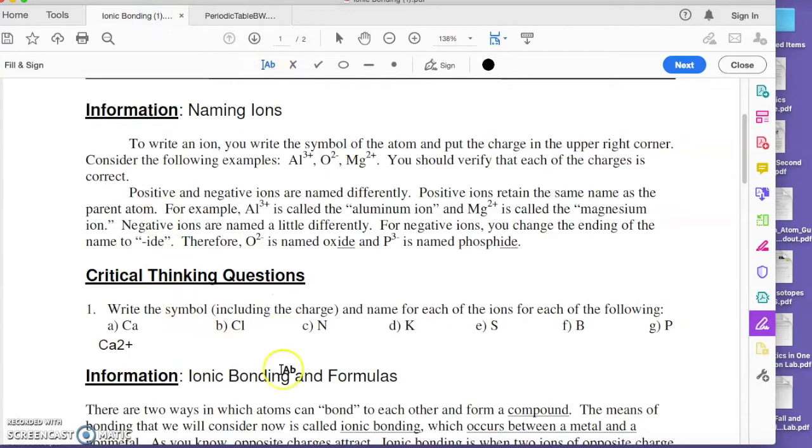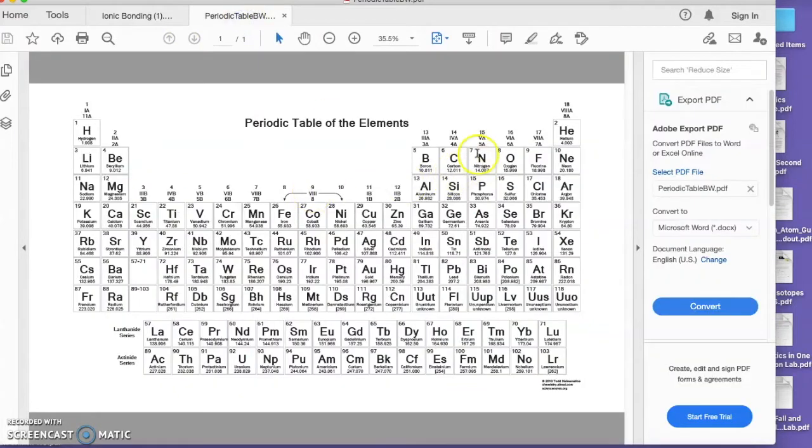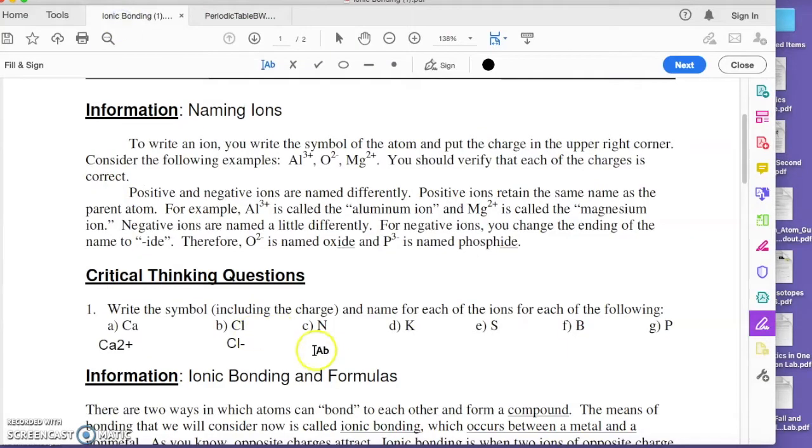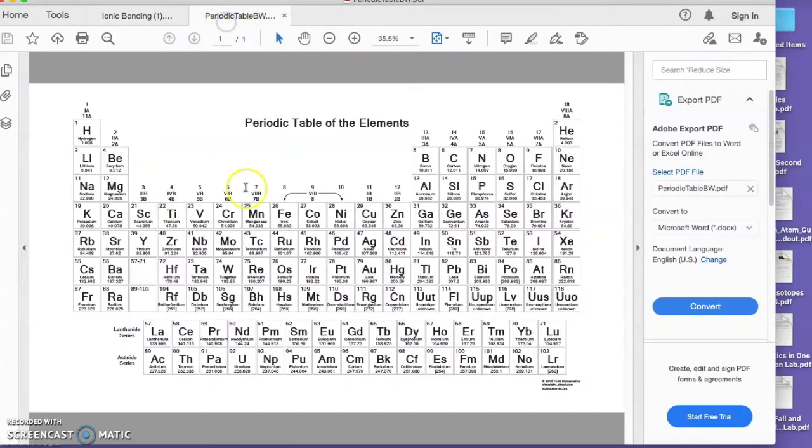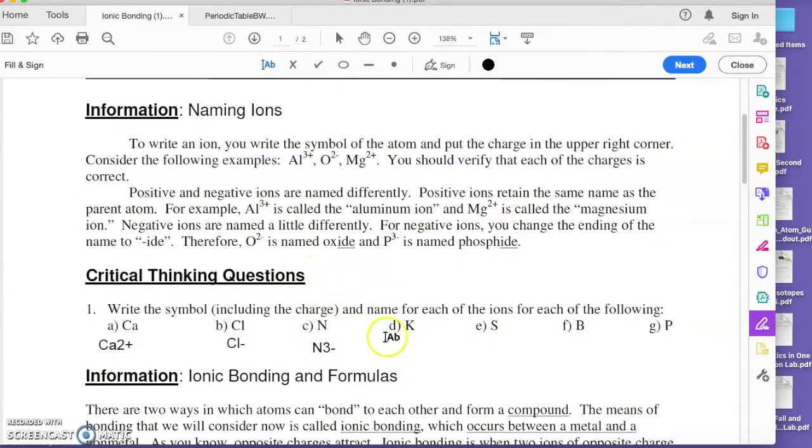So chlorine, Cl, is just a negative charge. Remember, 1's always implied. Nitrogen is here, group 5A. Those are negative 3 charge, just like the phosphorus was, the phosphide ion. So it's N3−. Potassium, K. K is right here. It's in the first group, so it has a positive 1 charge. So it goes K+.